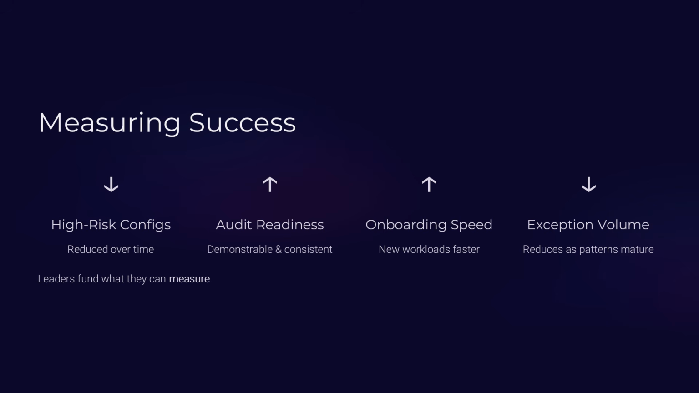With ownership clear, you now define what success looks like because leaders fund what they can measure. You measure landing zone effectiveness through reduced high-risk configurations, improved audit readiness, improved consistency of deployments, faster onboarding of new workloads, and more predictable cost outcomes. You also measure how often teams request exceptions and whether exception volume reduces over time as patterns mature. These measures show whether your landing zone is actually enabling delivery while strengthening governance.